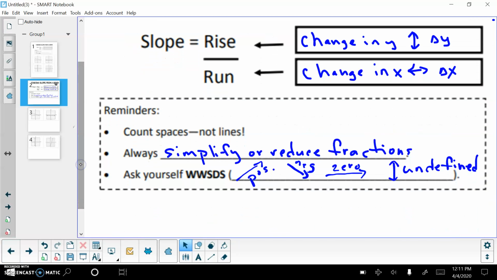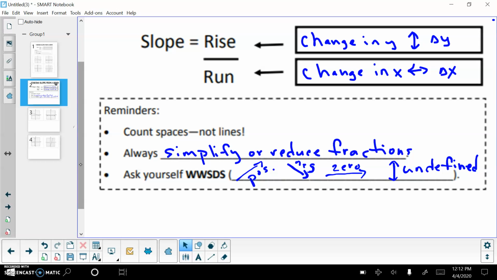And we need to remember to count the spaces on the graph, not the lines. That just generally helps. And since we are going to be making a fraction, we always need to remember to simplify or reduce our fractions. And then the last thing to remember before we start is the directions. And we say, what would slope dude say?